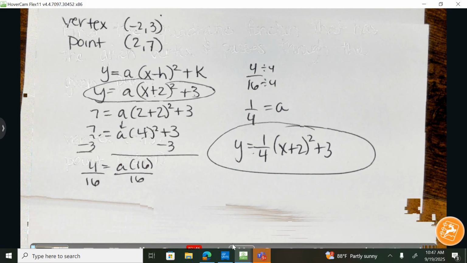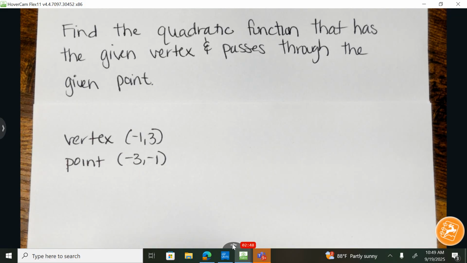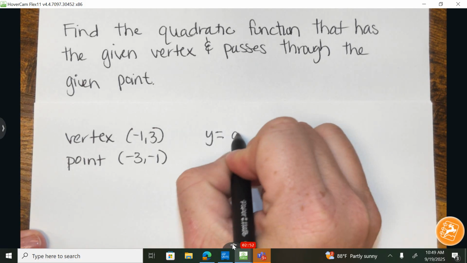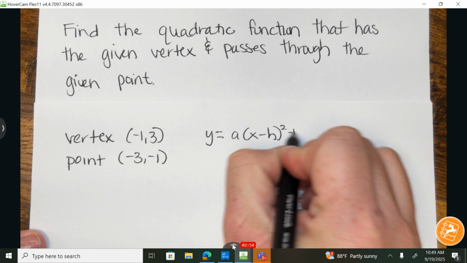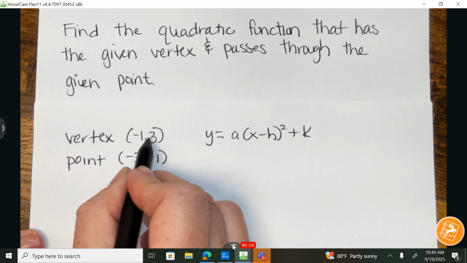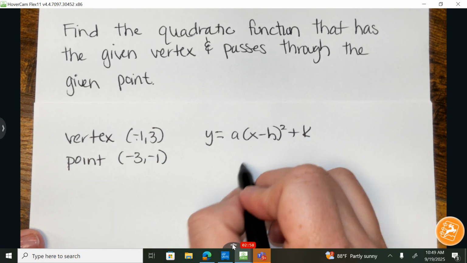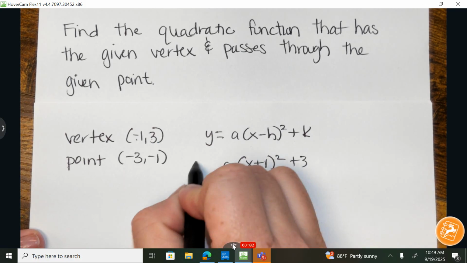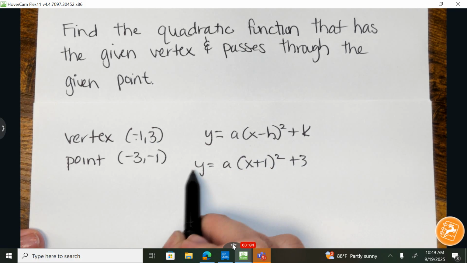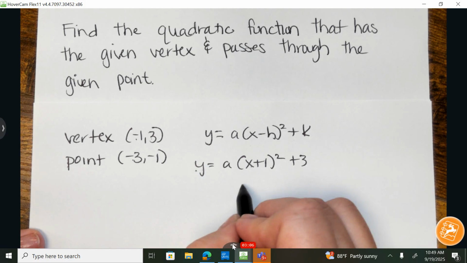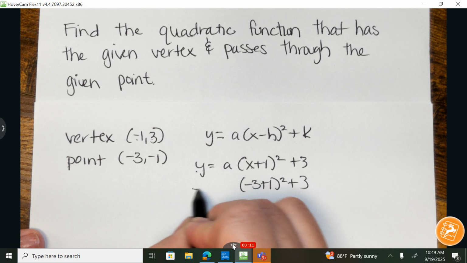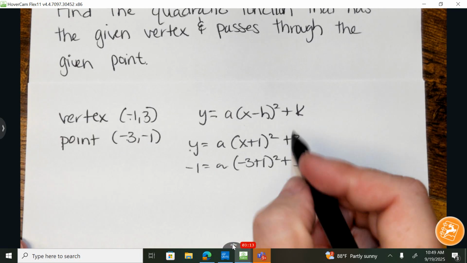This part of the learning objective is our third and final example here. So I'm going to start by writing down that general equation, y equals a times x minus h quantity squared plus k. Always replacing the vertex, it lies to us, so x plus 1 quantity squared plus 3. And now I'm going to replace the x and the y. So here's my x, and here's my y. And let's now solve for a.